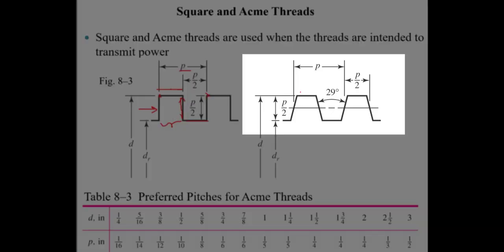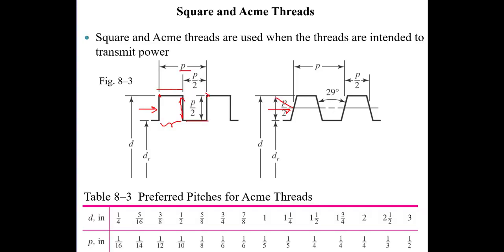This is an ACME thread, so if you're loading it this way, you induce a normal force that is going to be a bit larger. So we'll get to that in a moment when we start to calculate what sort of torque is required for a given frictional interface to move a nut along an ACME or a square threaded rod.